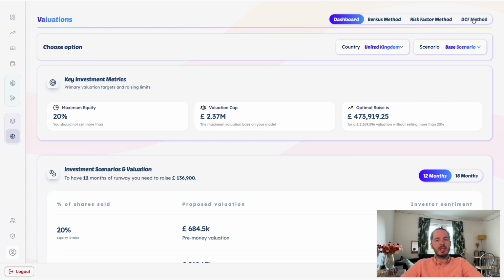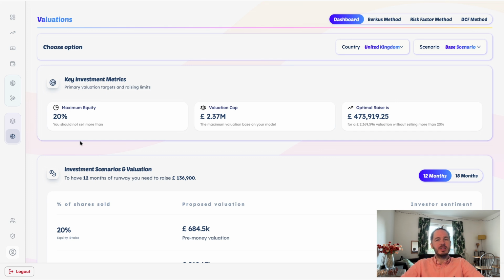The dashboard starts with a section called Key Investment Metrics. This is where the model gives you 3 critical numbers directly derived from your financial plan. The first is maximum equity. This is the maximum percentage of your company you could sell in this round. Selling more than 20% in this example in an early round is generally considered too dilutive and could send the wrong signal to future investors.